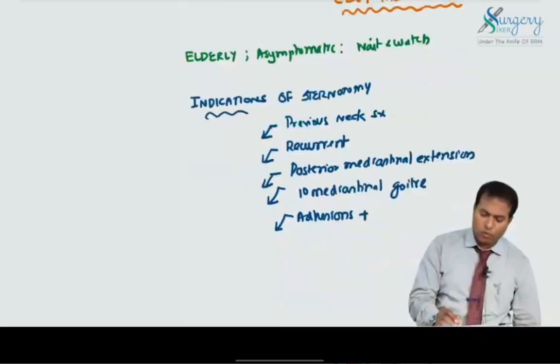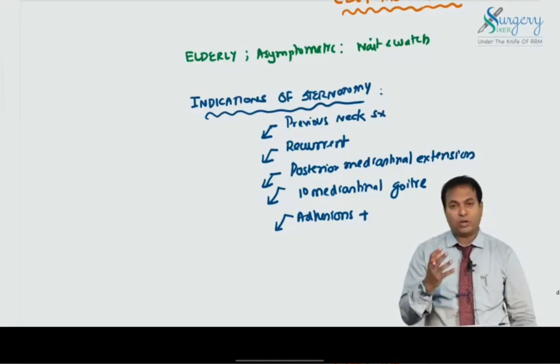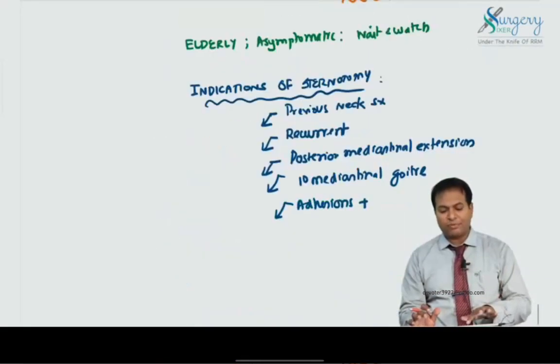So these are the patients for whom we will do sternotomy. Otherwise, we will remove 99% of the cases only by neck incision and toboggan maneuver. Please don't forget this. Retrosternal goiter, one of the high-yield topics for exams. Retrosternal goiter you can get for final years.